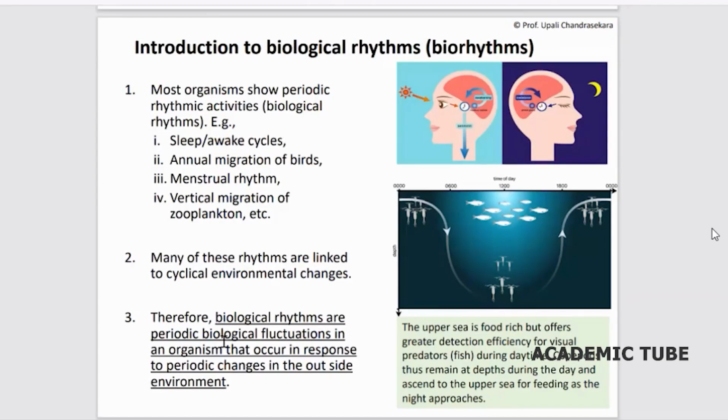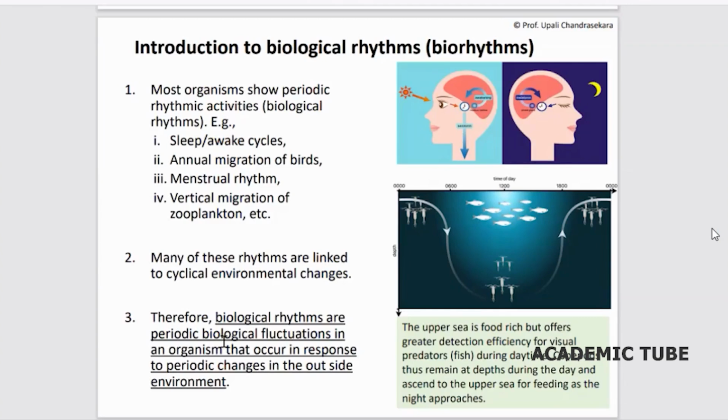Biological rhythms are periodic biological fluctuations in an organism that occur. How do they occur? They occur in response to periodic changes in the outside environment. So that is how we define the biological rhythms.